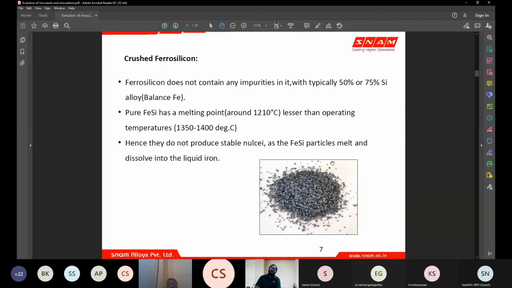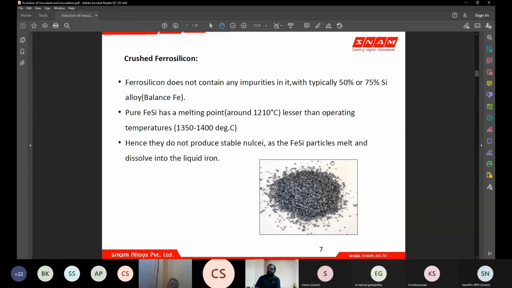The pure ferrosilicon's melting point is around 1210 degrees Celsius, and it dissolves faster in the liquid metal because our operating temperature will be 1350 or 1400 degrees Celsius. Because of this, ferrosilicon, just ferrosilicon, without the special alloying elements like barium, strontium, zirconium, manganese, does produce some inoculating effect, but it is not a sustaining nuclei which can lead to good inoculating effect, like a prolonged pouring time or section sensitivity in the casting coming up.